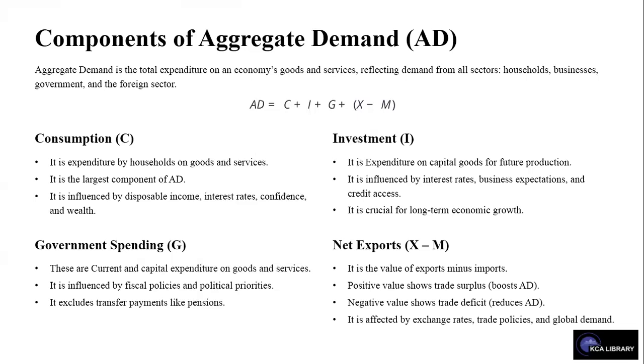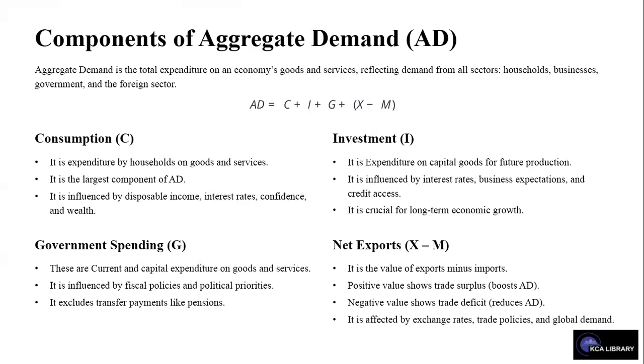For consumption, it is the expenditure by households on goods and services, and it is the largest component of aggregate demand. It is influenced by disposable income, interest rates, confidence, and wealth. For investment, it is expenditure on capital goods for future production, and this is influenced by interest rates, business expectations, and credit access. And it is crucial for long-term economic growth.